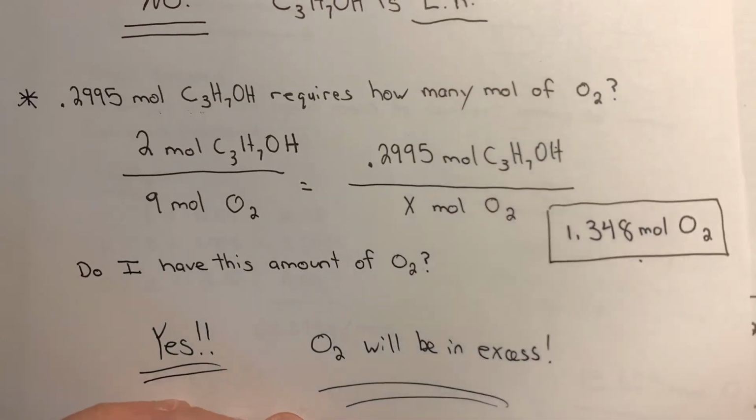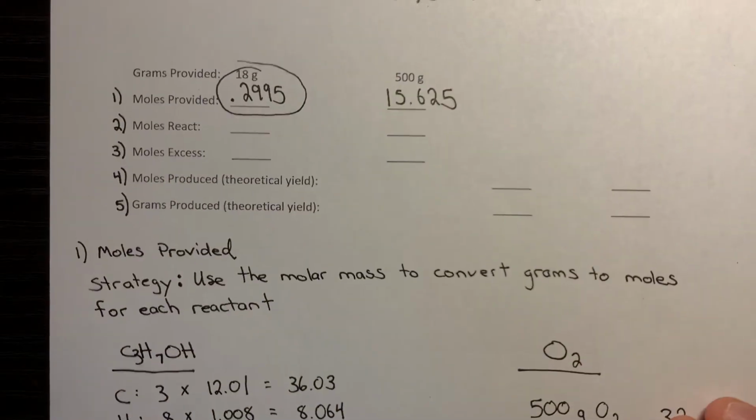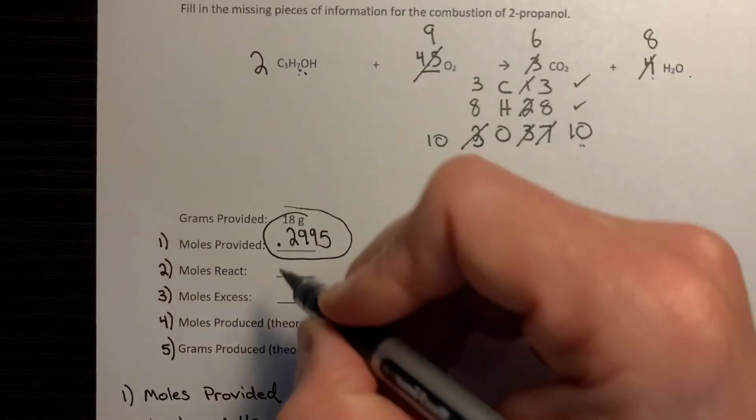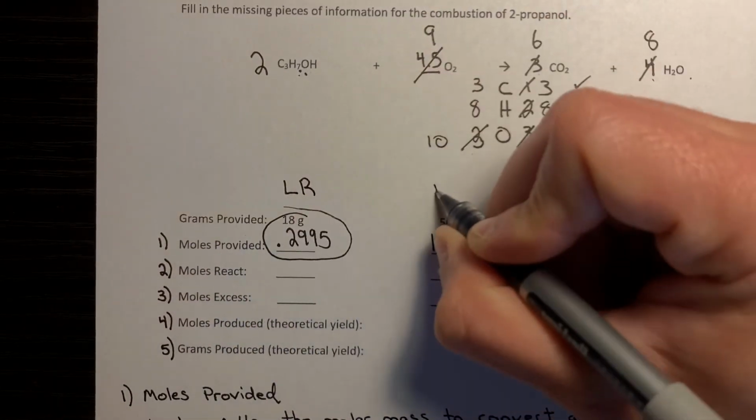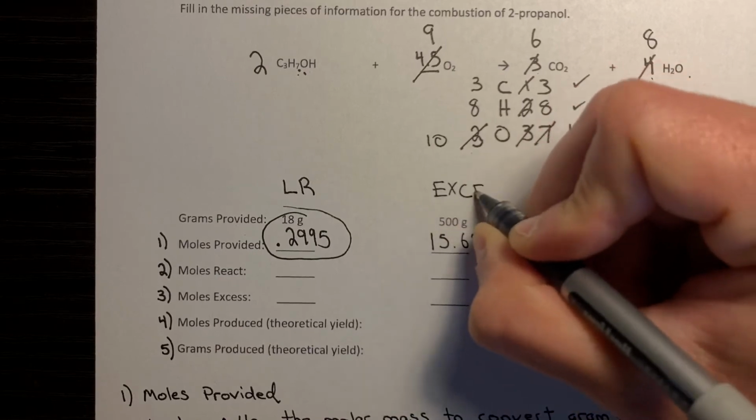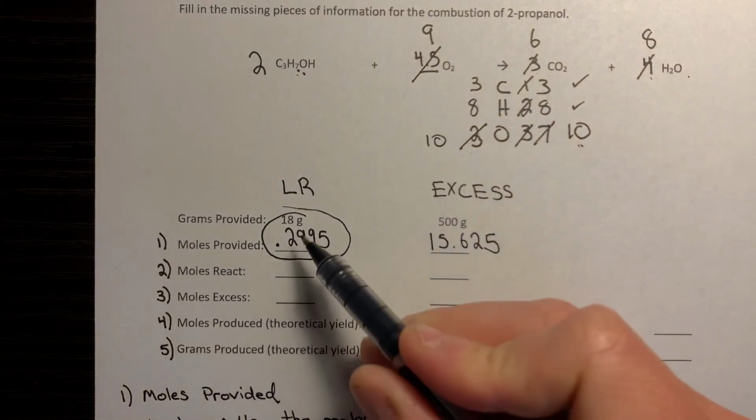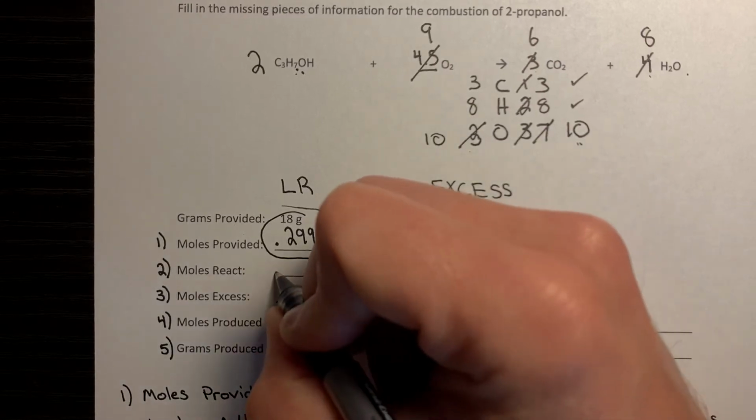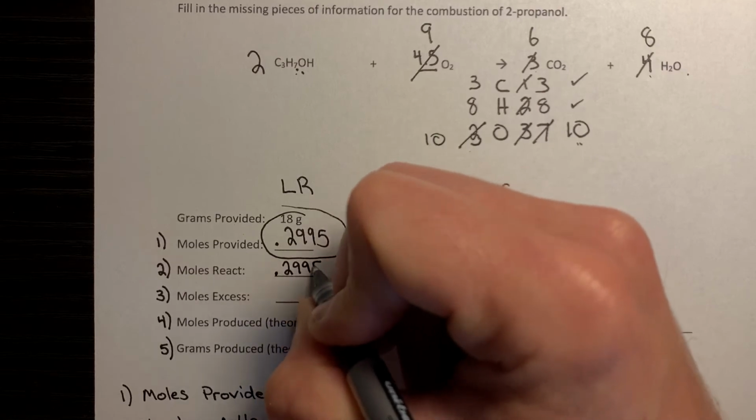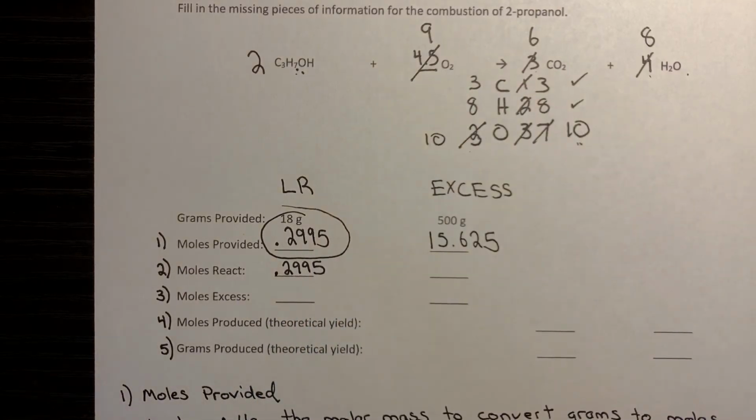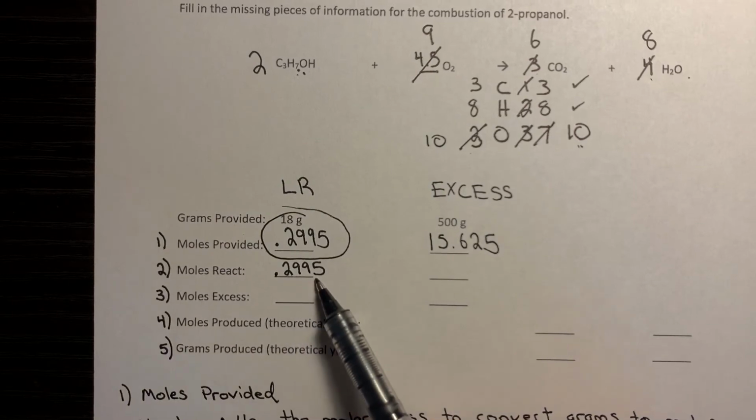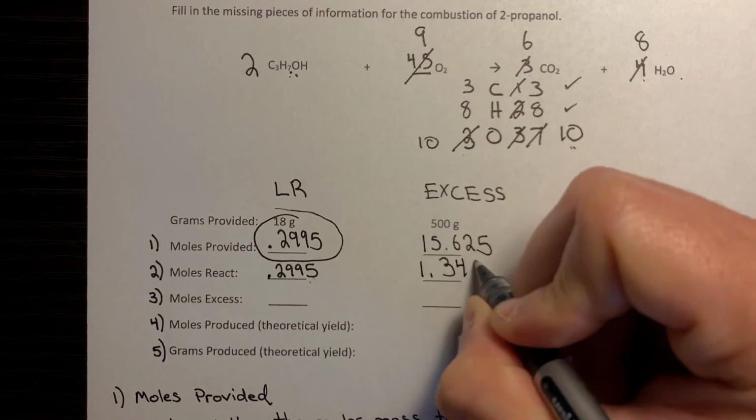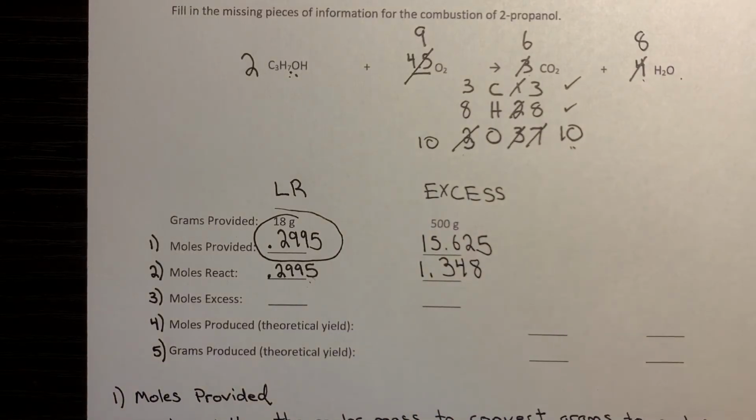Okay, let's go back and kind of fill out our grid. So as far as moles that react, we just got done saying that if this is our limiting reactant, so maybe I'll mark that, and then our oxygen is the one that's going to be in excess. The limiting reactant, as much as provided, as much as you have, all of that's going to react. Always, always, always. Okay, so 0.2995. Again, we just got done saying that if all of this reacts, we're actually only going to need or require 1.348 moles of our oxygen there.